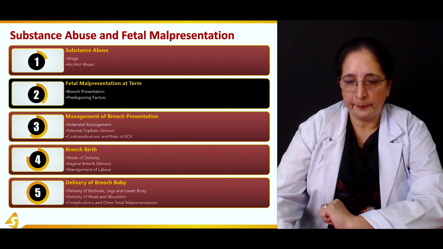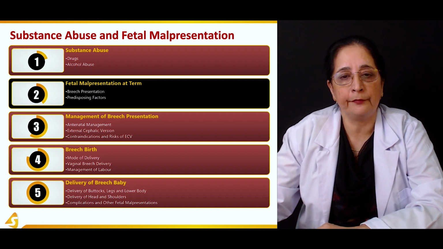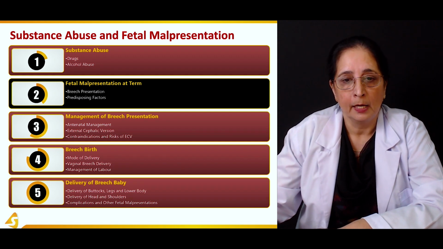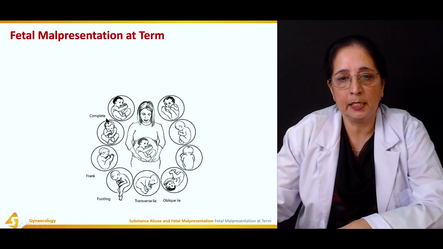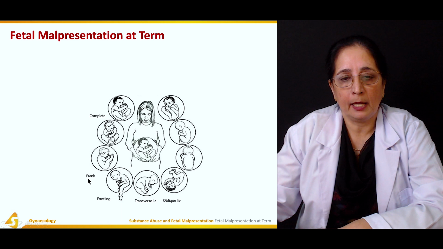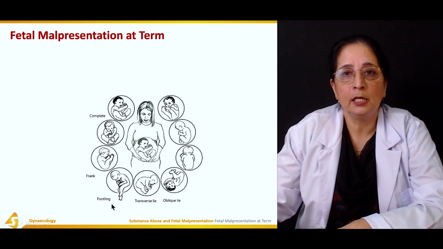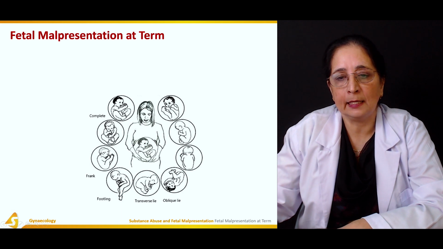So fetal malpresentation at term, this is the diagram that shows different malpresentations that can be present at term. We have complete breech. This is the complete breech. Then we have frank breech. This is the picture of the footling. Then the transverse lie, and then the oblique lie. This is the baby with breech presentation.